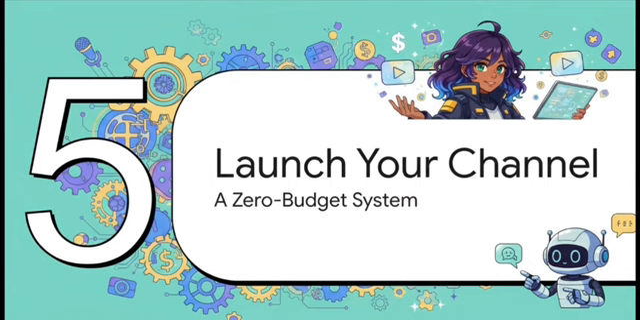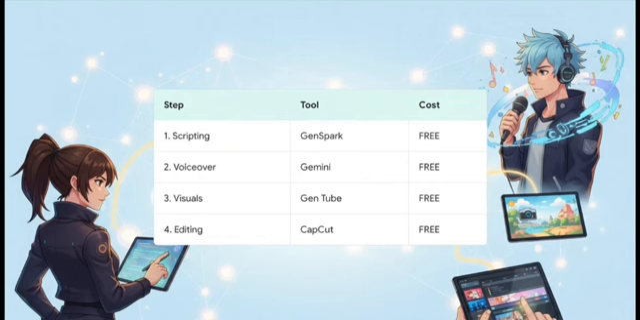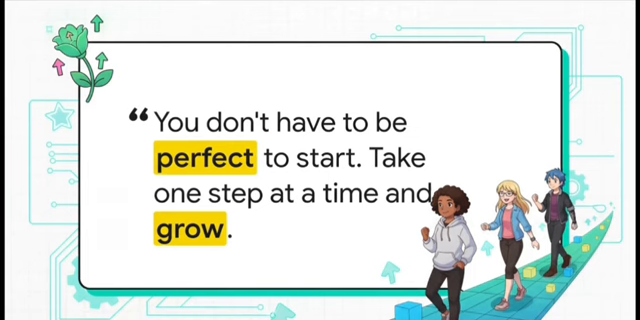Let's just look at your entire automation toolkit laid out right here. You've got GenSpark for scripting, Gemini for the voiceover, GenTube for visuals, and CapCut for editing. And as you can see, every single step in this workflow costs you absolutely nothing. Zero. Now, if you're feeling a little hesitant to jump in, just remember this. The goal is not perfection on day one. The goal is just to start. Take that first small step, try to be consistent, and you'll improve as you go.